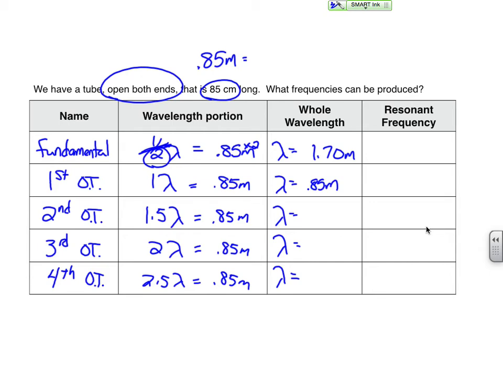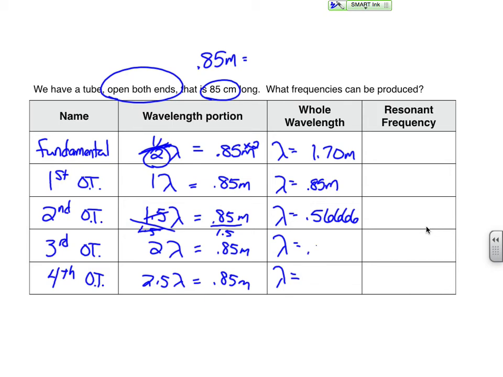That's good. Okay, the next one, to get lambda by itself, I need to divide both sides by 1.5, right? That would give me lambda. So now I'm gonna break out my friendly calculator. My mental capacity is gone now. And we get 0.56666666.